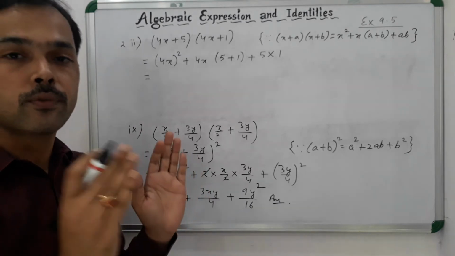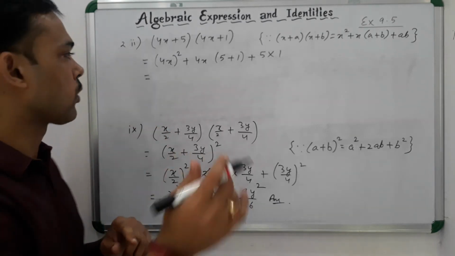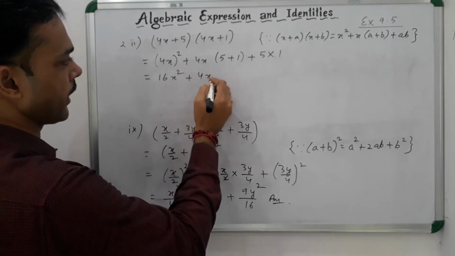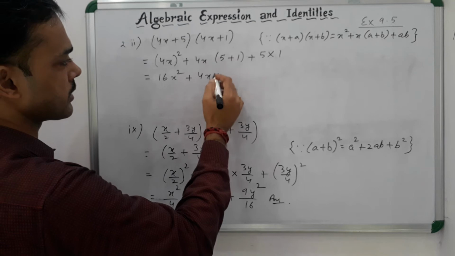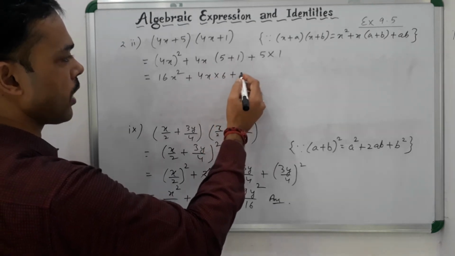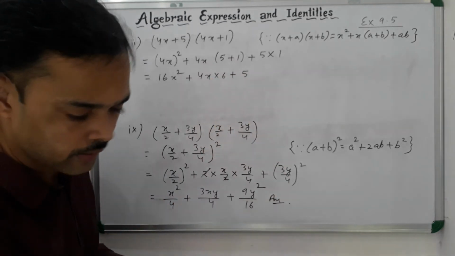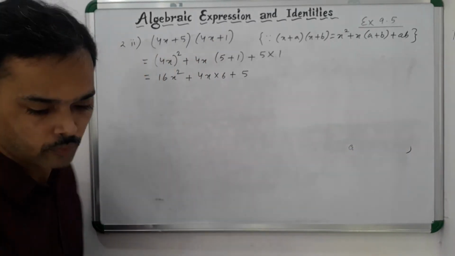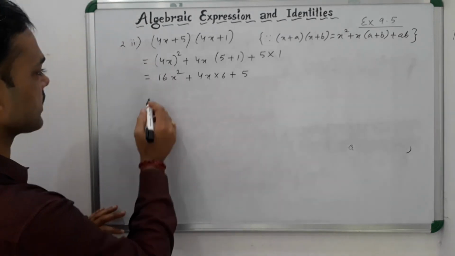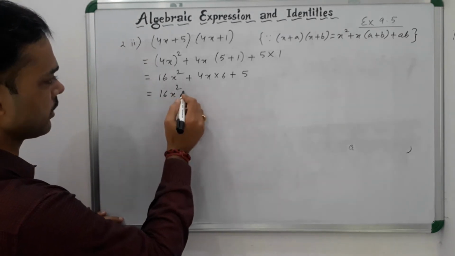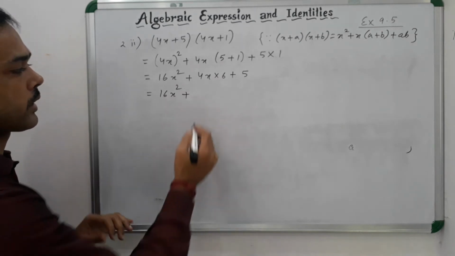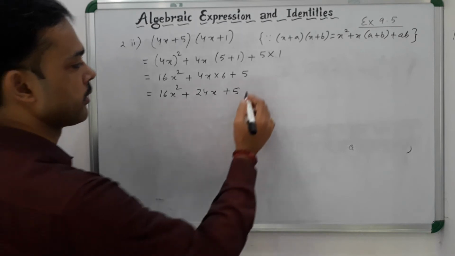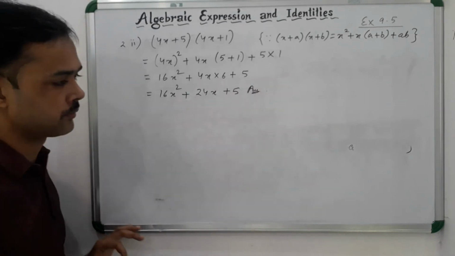4x square means 4x into 4x. 4 into 4 is 16, and x into x is x square, plus 4x, 5 plus 1 is 6. 5 into 1 is 5. Then when you multiply, you people get this answer as 16x square plus 6 into 4 is 24, into x is 24x plus 5. So this is your answer.